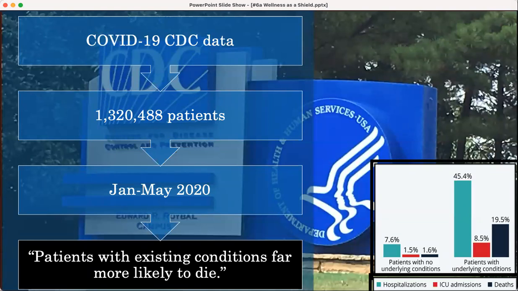According to the CDC data that looked at over 1 million patients from January to May of 2020, patients with coexisting conditions are far more likely to die. If you had no coexisting disease conditions, your risk of death was 1.6% between January and May of 2020. People with coexisting conditions were more likely to be hospitalized by up to 45%, and their risk of death went from 1.6 to nearly 20%.